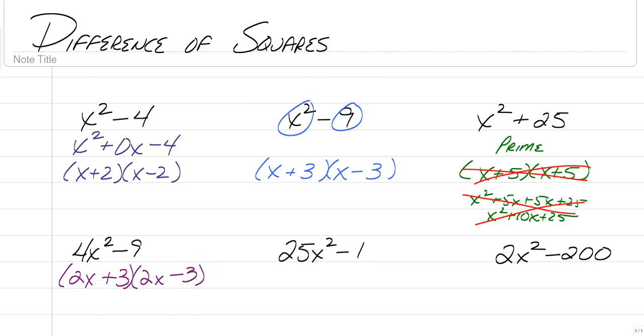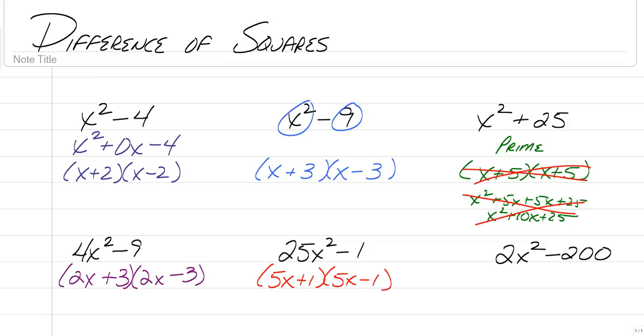So now that we've done quite a few examples, why don't you pause the video and try the next two? Give it a shot. And you should have come up with 5x plus 1 and 5x minus 1. Remember, 1 is still a perfect square because 1 times 1 is 1.